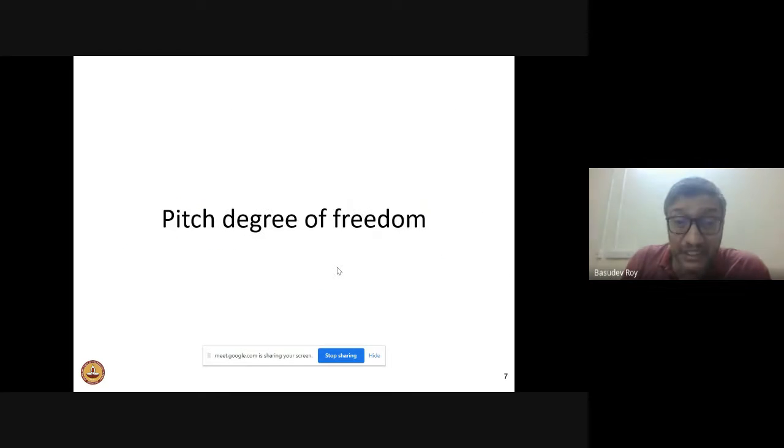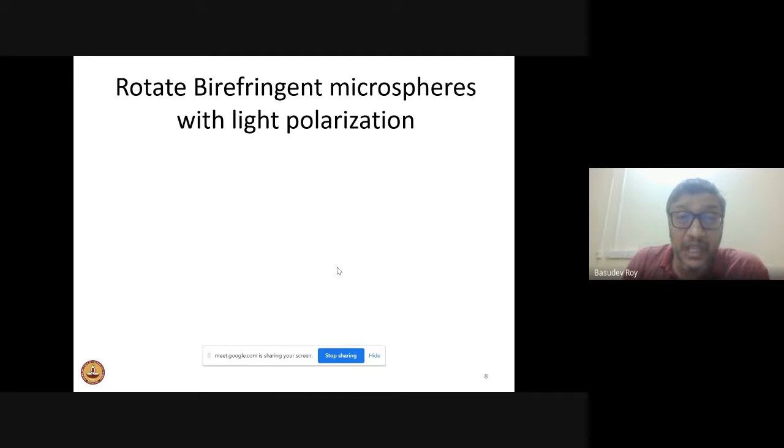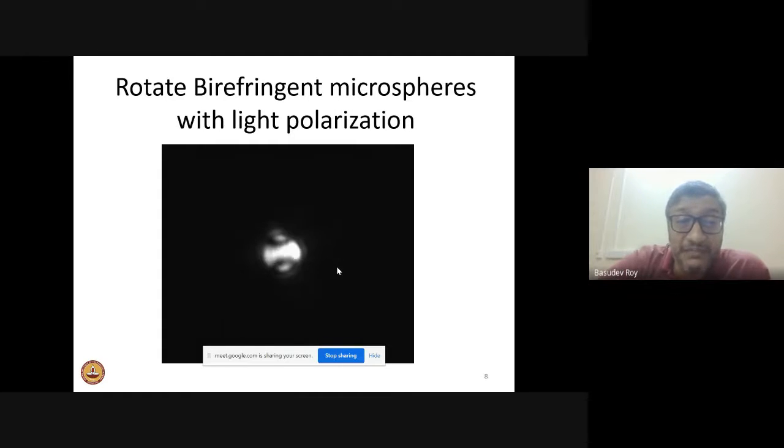So essentially, the pitch degree of freedom. I chose birefringent particles. The birefringent particles have one refractive index along one direction and another refractive index along the other 2 directions, which gives it an anisotropy in the refractive indices. That's called birefringence. You can apply linearly polarized light, and the axis of the birefringence will align with the axis of polarization, and then you turn the polarization of this light and you will see that the particle also follows.